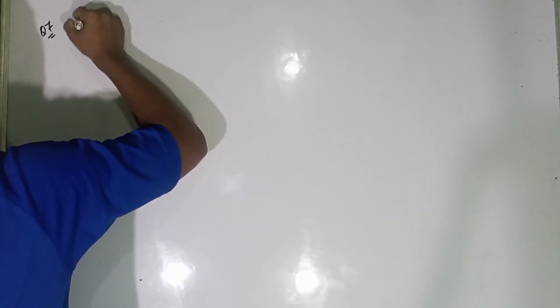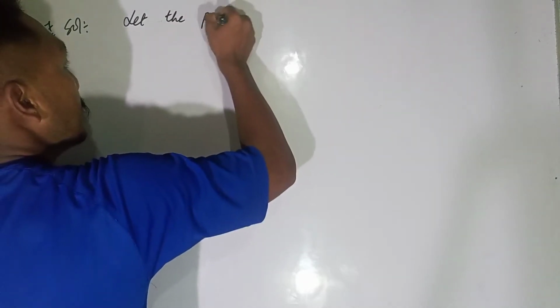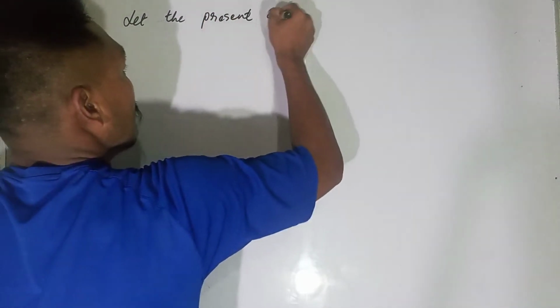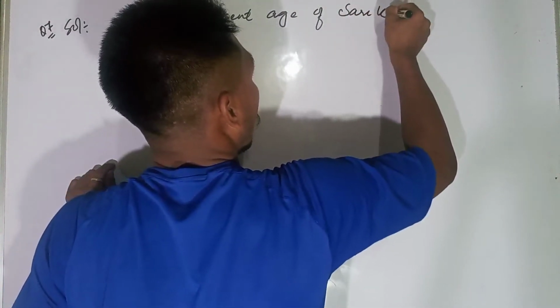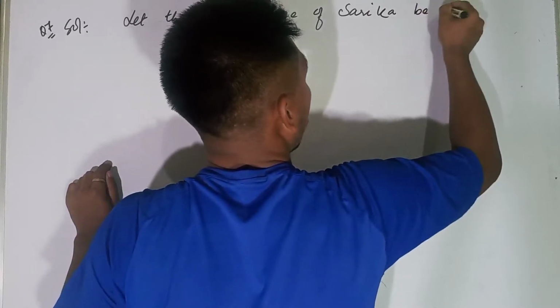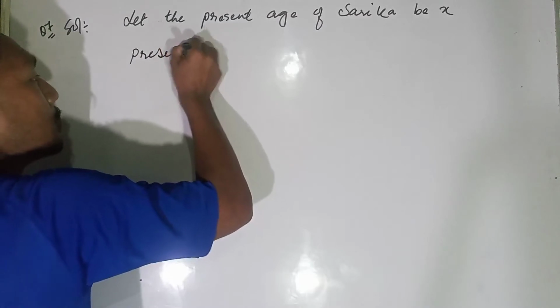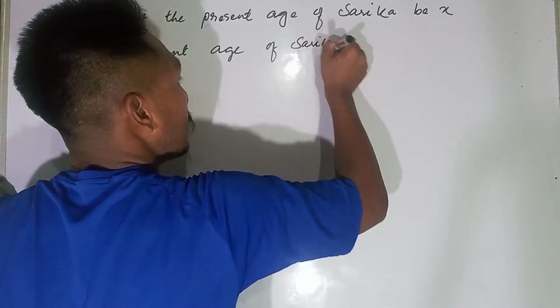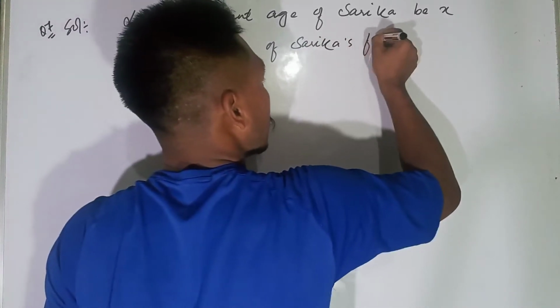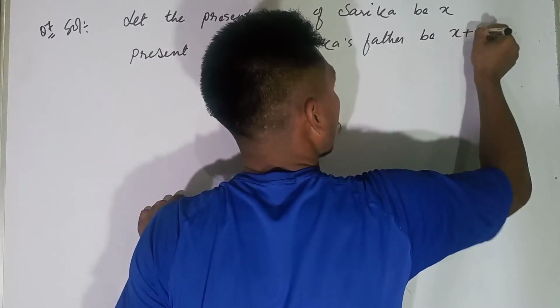Solution. Let the present age of Sarika be x. Then the present age of Sarika's father will be, they said, 25 more, that means x plus 25.